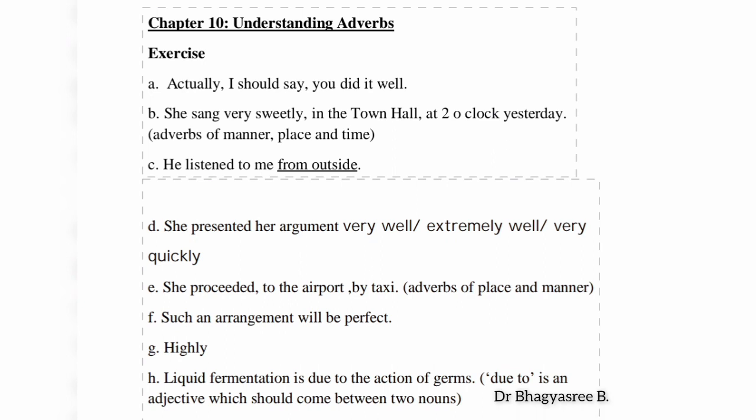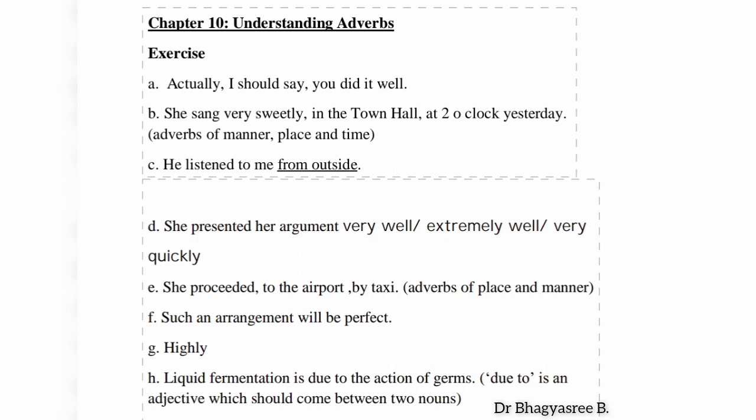C. An adverb can modify even a preposition. Give an illustration. So we have seen similar kind of a sentence in the textbook. So the answer is, he listened to me from outside. So the adverb outside is modifying the preposition from. D. She presented her argument dash. Complete the sentence with an adverb phrase. So here you can use a phrase which is functioning as an adverb, plus there should be an adverb within that phrase. So you can use phrases like very quickly, very well or extremely well. വേറെയും നിങ്ങൾക്ക് വേണമെങ്കിൽ യൂസ് ചെയ്യാം.